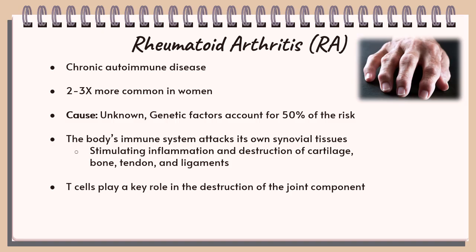T cells play a key role in the destruction of the joint component. And you know those T cells are very strong destroyers in your body that are meant to destroy foreign material. But in this case, it's destroying its own cartilage and tendons and all those things, making it very hard to move these joints. A lot of people with this type of arthritis have very stiff fingers. A lot of joints, they really just can't move once it gets past a certain point. It becomes super painful, and they do have flare-ups just like they would in any other.